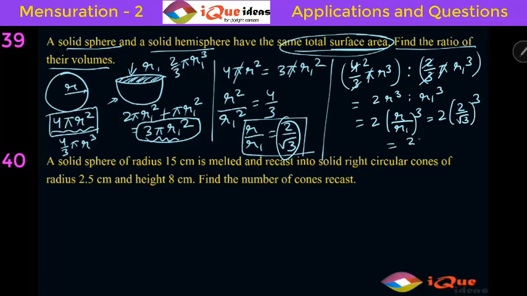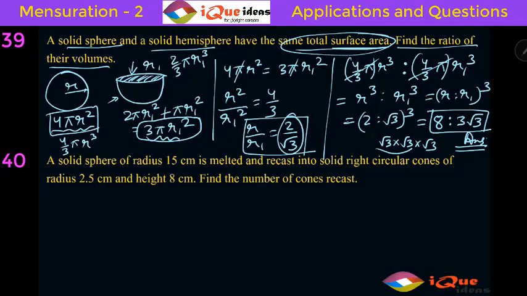So this gives us 2 into 2 cube is 8. Root 3 cube will be root 3 into root 3 into root 3. So two of them will combine to become 3 and the third one will remain as it is. So it is 8 by 3 root 3. So the answer will be 8 into 2, 16 upon 3 root 3. So this is the required ratio, or you can present it as 16 is to 3 root 3. Alright. So this is the answer of this question.